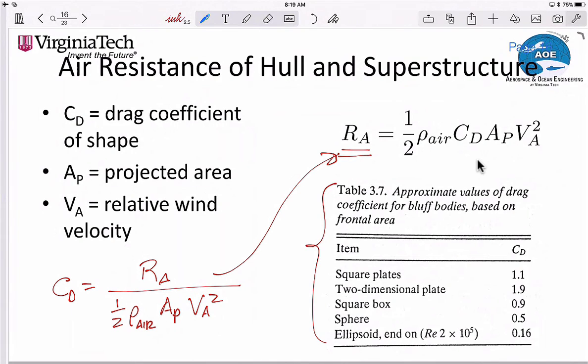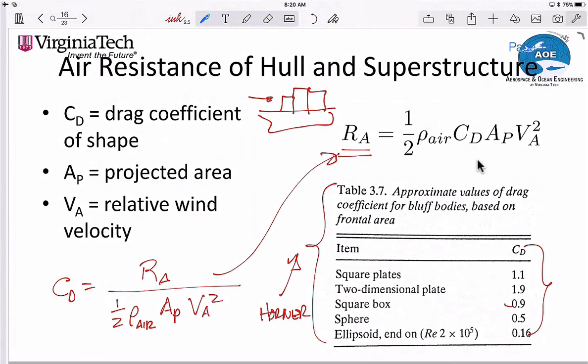So for example, we get all of these drag coefficients from Horner. You go in and you find, I can model, I've got a ship, and I've got some superstructure here. What is the shape? What's the drag coefficient of this? You can model it as a square plate or a square box or whatever. Get the drag coefficient, put it in your formula here, and get an estimate for the resistance.